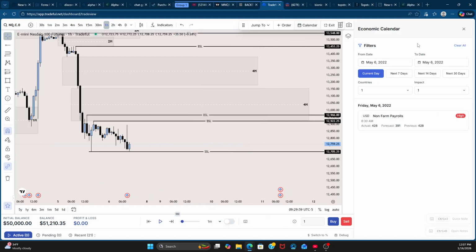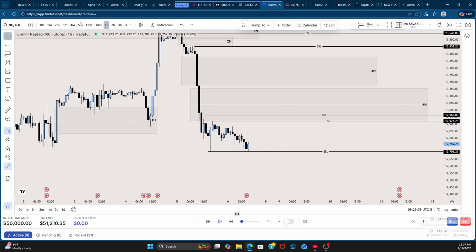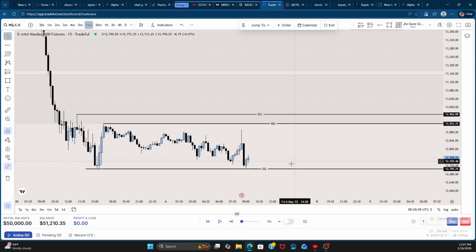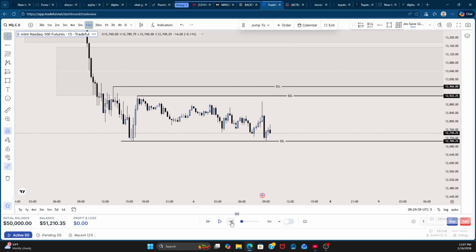Do we got news on this day? Non-farm payroll. All right, non-farm payroll. It's kind of just choppy. We want to see some good manipulation. Assume it's going to be lower. Market likes to go for that easy manipulation.